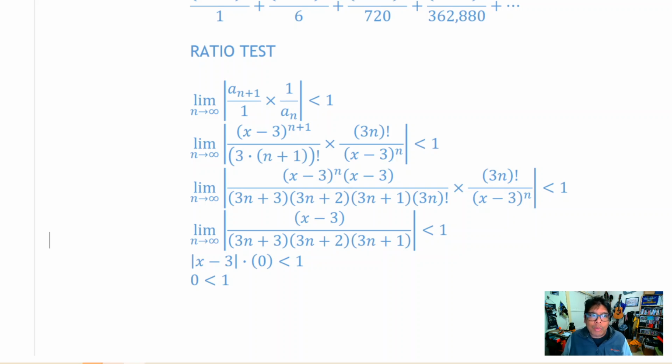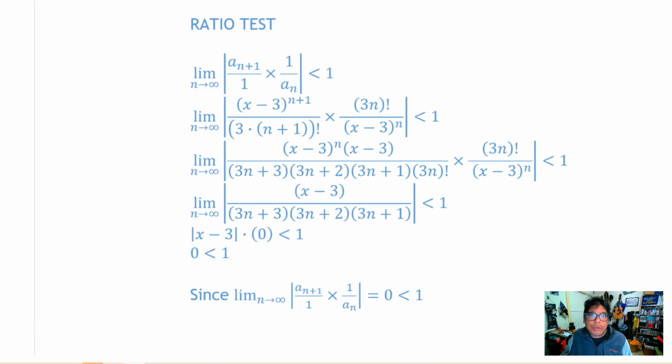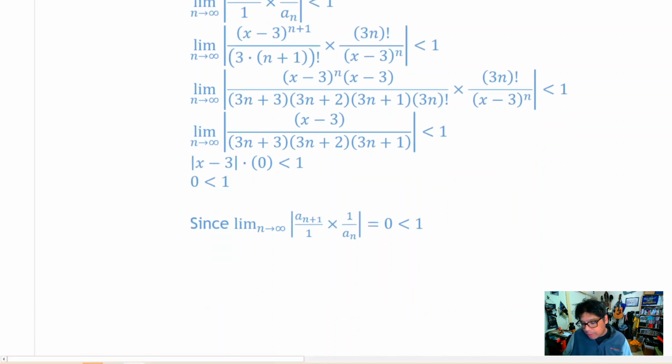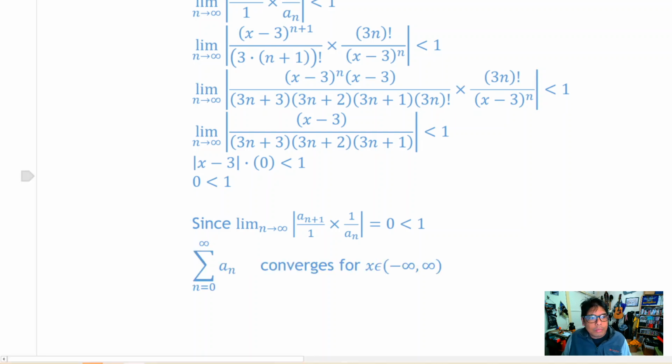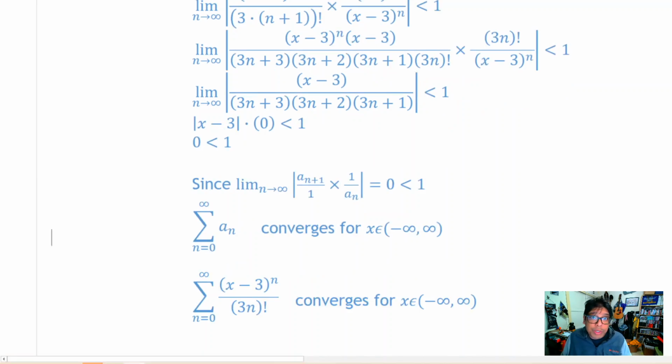So it doesn't matter what the value of x is, the limit of the ratio is always 0, which is always less than 1. So since the limit of the ratio equals 0, and 0 is always less than 1, the series converges for x between negative infinity to positive infinity, which is to say that the series of x minus 3 to the n over n factorial converges for x between negative infinity to positive infinity.